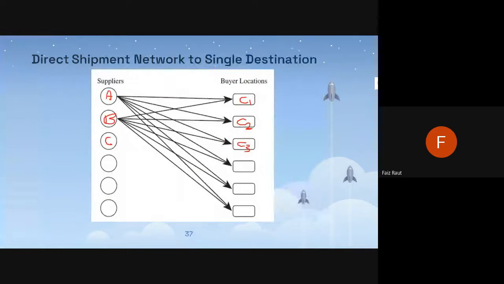Okay, this is a direct network, a direct shipment network for a single destination, when the items are very huge and the buyer locations are very segregated. From Belgaum one truck is going to Hubli, another truck is going to Hyderabad, and a truck is going to Bangalore. Then I don't have any option to have a single destination.